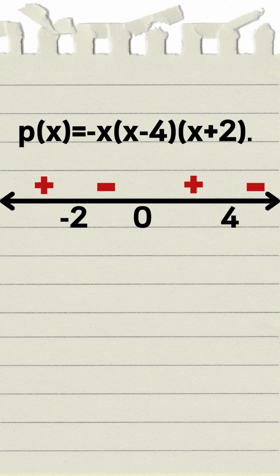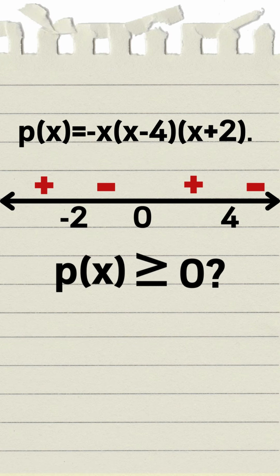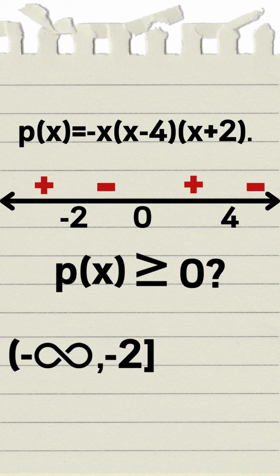Okay, so the question we need to answer is where is p of x greater than or equal to 0? So if we look at our line chart that we made, we go from negative infinity to negative 2, including negative 2. So we're going to have a hard bracket there. Union, and then the next interval where it's greater than or equal to 0 would be hard bracket 0 to hard bracket 4. Okay, so this would be an example of an AP Precalculus type problem.